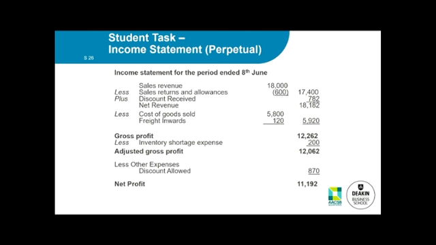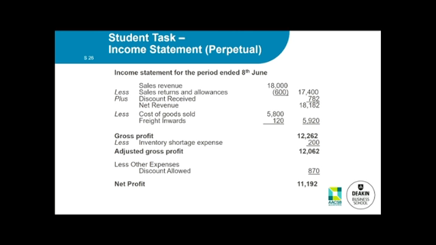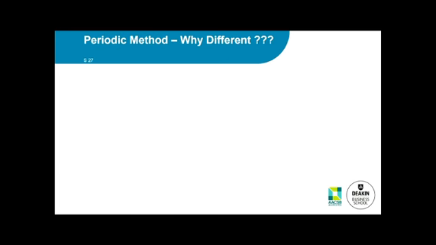So when we do it under the periodic system, this bottom line will be the same, but some of these numbers will be shifted and transformed, and some new things will be included in there. So let's now move on to the periodic method. Is everybody okay with this? Okay, that's good. So let's have a look at the periodic method.